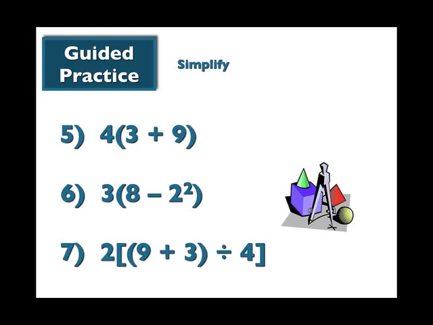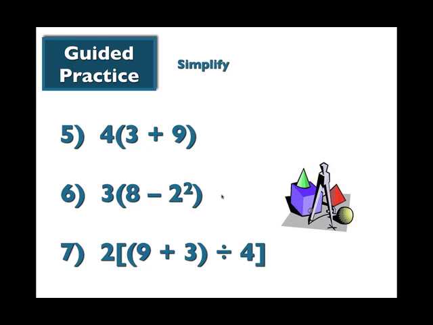Okay, if you correctly used the order of operations, you would have added 3 plus 9, which is 12, multiplied by 4. Number 5, the correct answer would be 48. For number 6, you would have done 2 squared, which is 4. 8 minus 4 is 4. 3 times 4 then would be 12. So the correct answer for 6 would be 12.